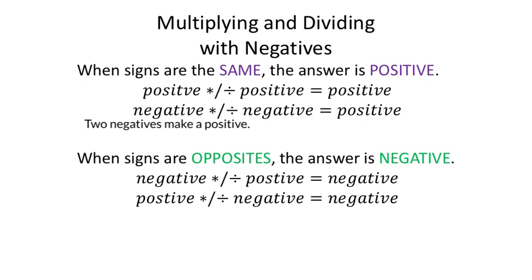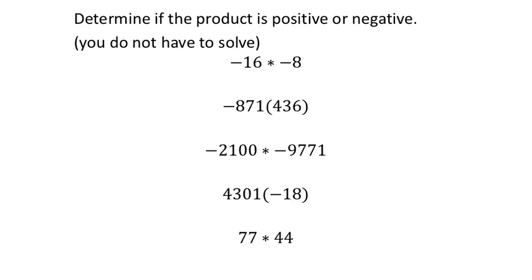And I think that's really good because, like I said before, we've already done a lot of positive operations. But if we can figure out if the answer is positive or negative, then we get to ignore any negatives. So on these examples, 1, 2, 3, 4, 5 examples, we're not going to solve these. I know you want to, but we're not going to. We just want to know if the answer is going to be positive or negative.